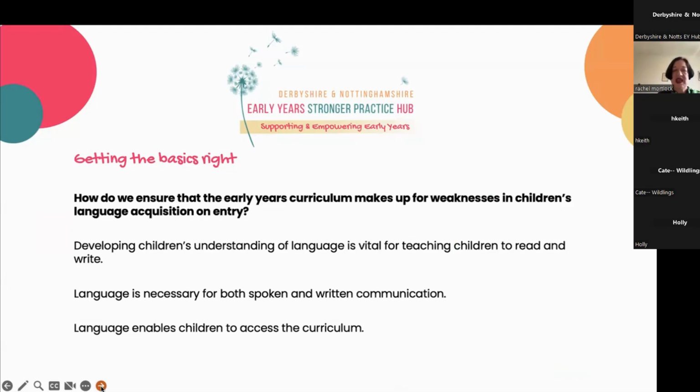So what we need to think about is how, as practitioners, we ensure that our early years curriculum takes those children from the point at which they are when they enter and helps to make up for some of those weaknesses that children may have in terms of their language acquisition on entry.